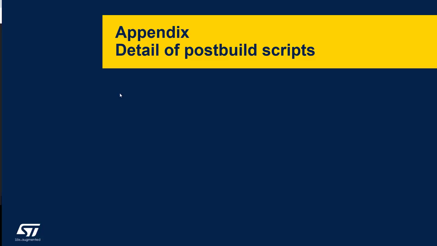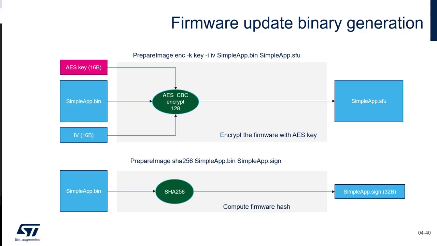Now, in this appendix, I would like to give you some detail about the post-build scripts that we have used during this hands-on. Here are the four steps basically that are used. First, we use this tool called prepare image that takes different parameters. The first one encrypts the simple app.bin using a key with an initialization vector, with the AES-CBC algorithm, and we produce the simple app.sfu that will be encrypted.